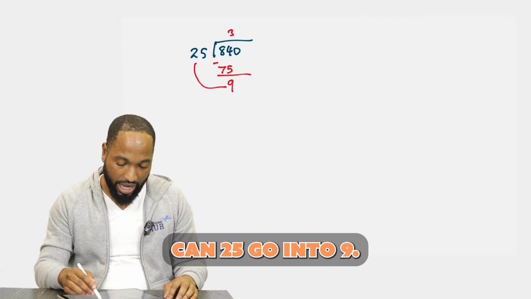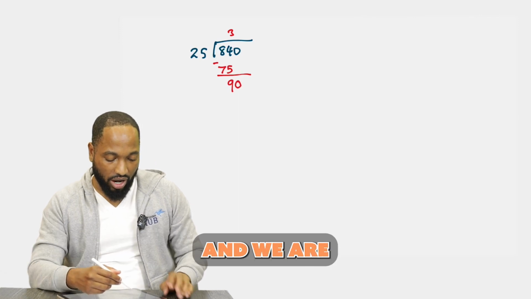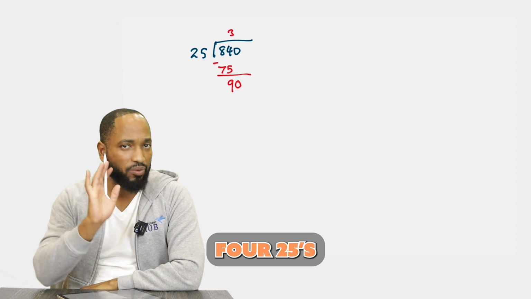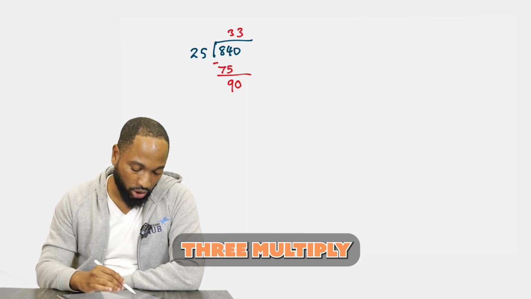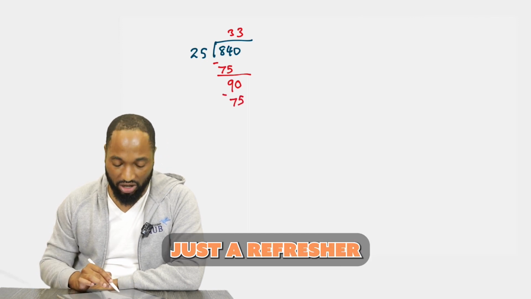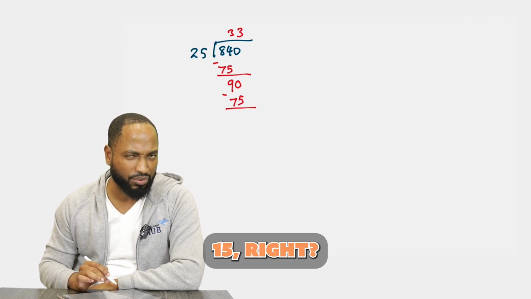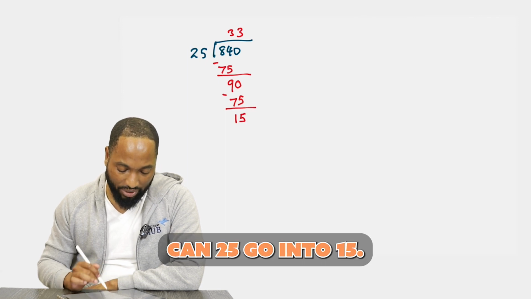Can 25 go into 9? No, it cannot. So I need to bring down the 0. We brought down the 0 and we are ready to go now. 25 can go into 90 three times, because 4 25s make 100. So we put a little 3 up here. 3 multiplied by 25 is 75. I hope all of this feels like just a refresher for you. And 90 minus 75 is, take your time with this, 15. Can 25 go into 15?